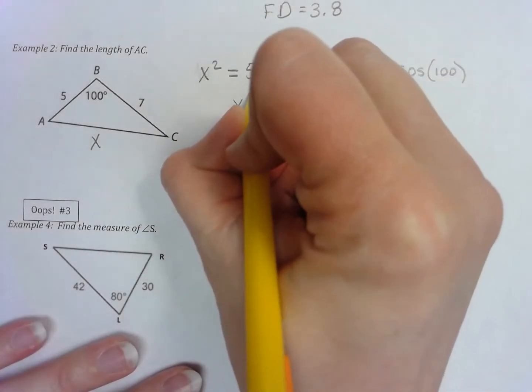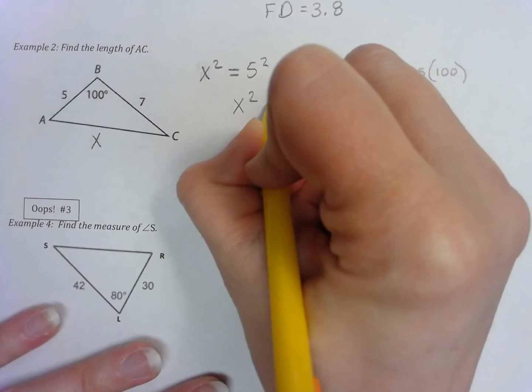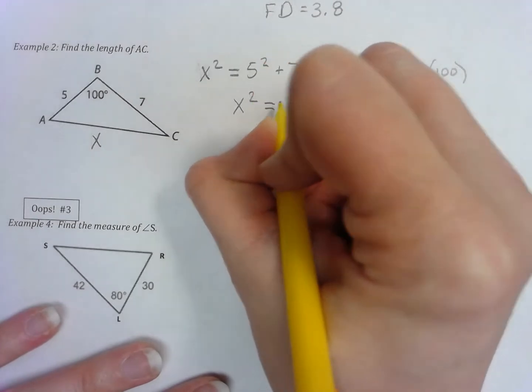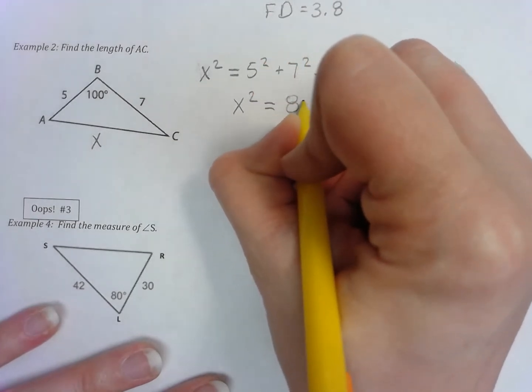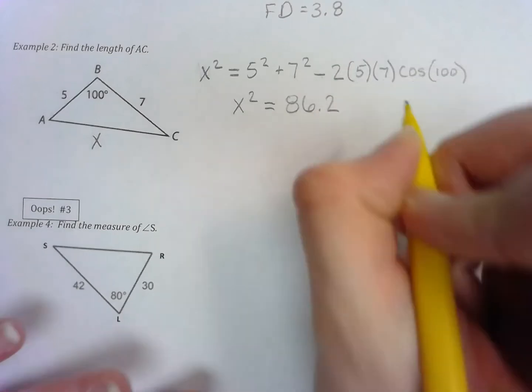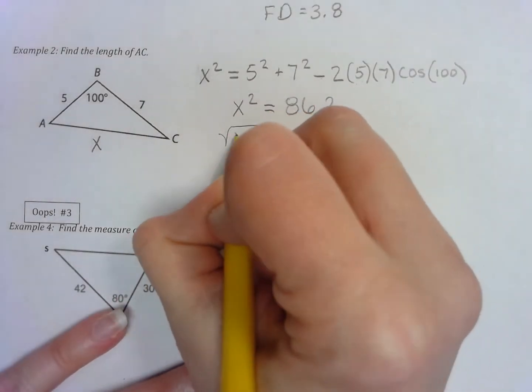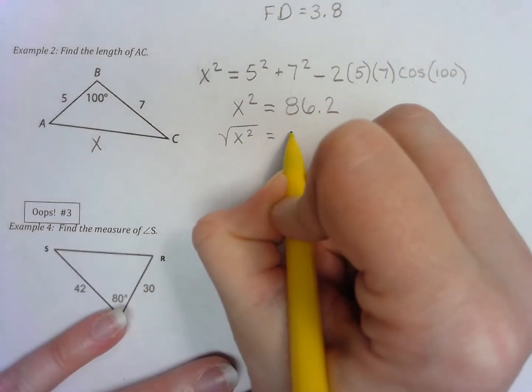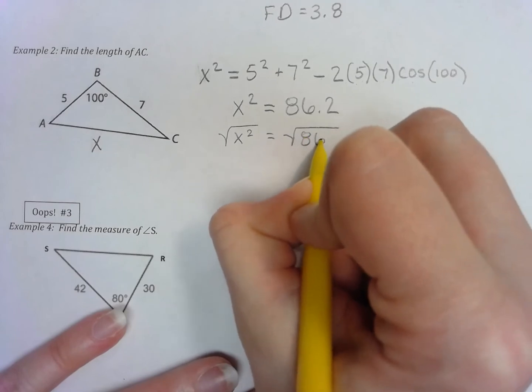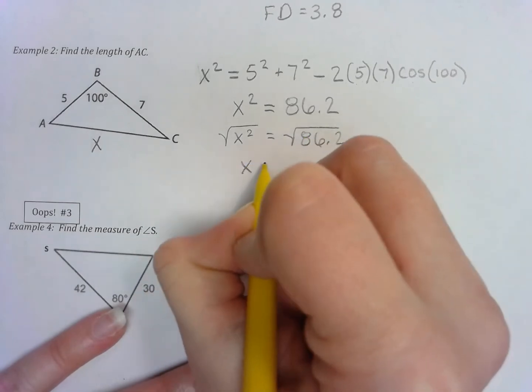So x squared, or if you wanted to leave it as b squared, whatever variable you use there does not matter. So 86.2 for x squared. But notice we've not solved for x by itself. We need to take the square root of both sides. Squaring and square root cancel one another. So that's going to get x by itself.